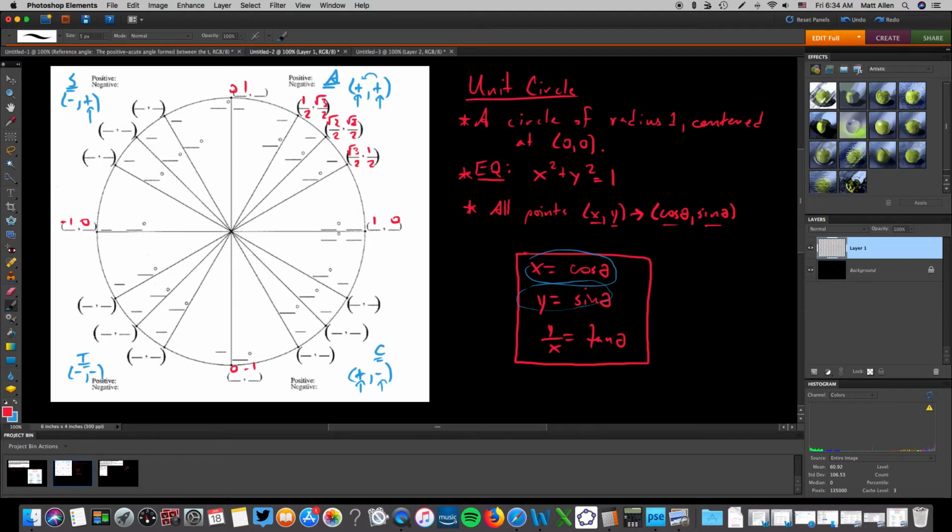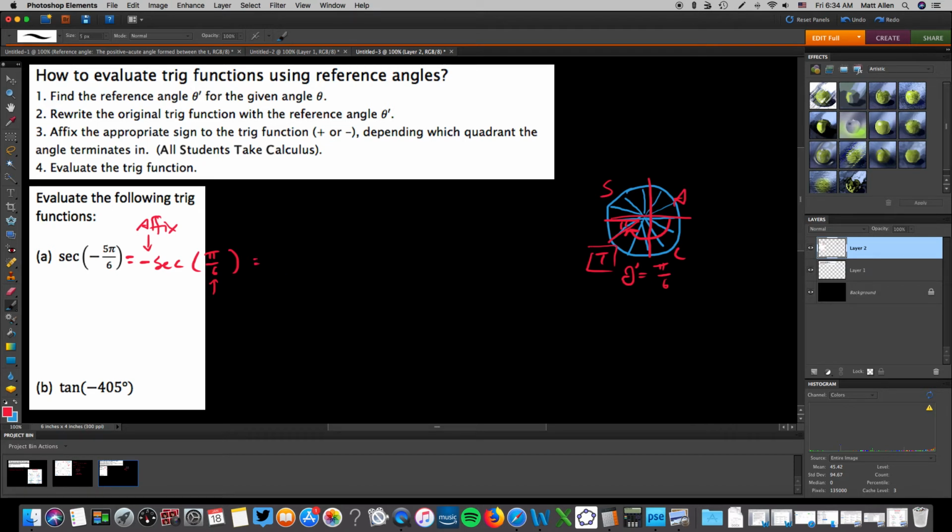So this is going to be as easy as going to look at pi over 6 here, which is this measurement, and we want the reciprocal of cosine. If cosine is root 3 over 2, then this is 2 over root 3. That's our secant of pi over 6 value, and we had a negative that went out in front. So we really get negative 2 root 3 over 3 when we rationalize it, but you can see that this was a lot easier done with just the reference angle.